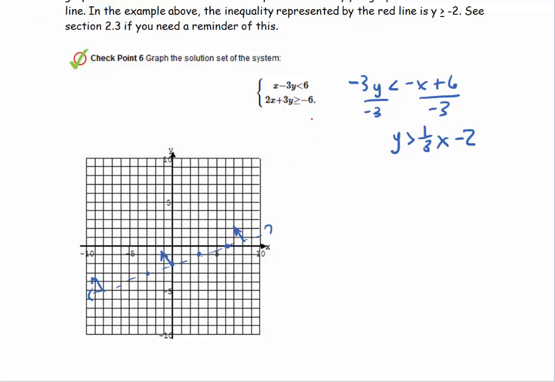Alright, for the next inequality, 2x plus 3y is greater than or equal to negative 6. Let's subtract 2x on both sides, and then divide on both sides by 3. That gives me y is greater than or equal to negative 2/3 x minus 2. Notice I did not reverse the inequality here because we're dividing by a positive number. This has a y-intercept also at negative 2. This time my slope is negative 2/3, so down 2 and right 3, or up 2 and left 3.